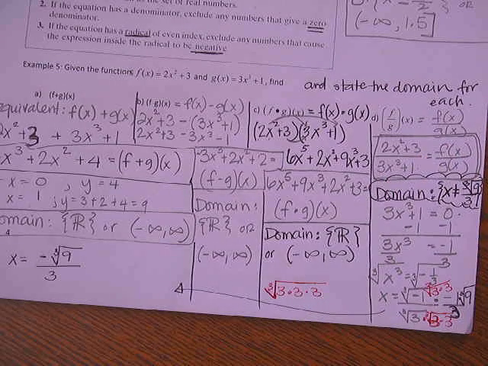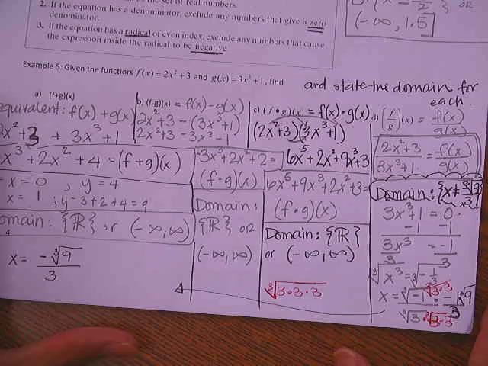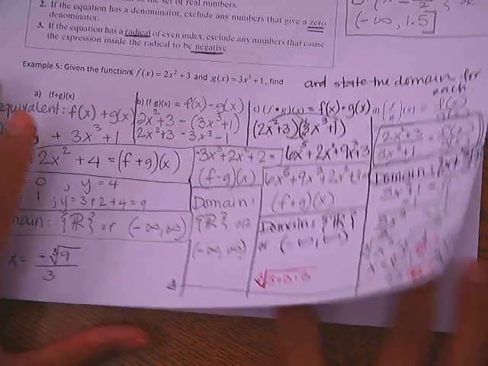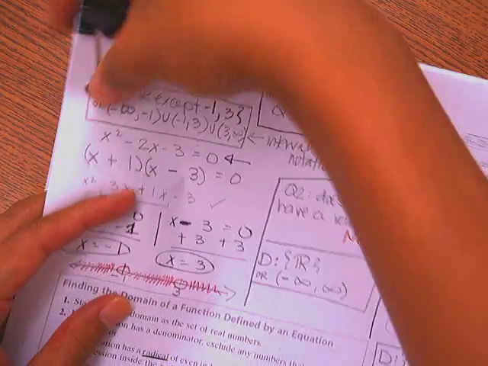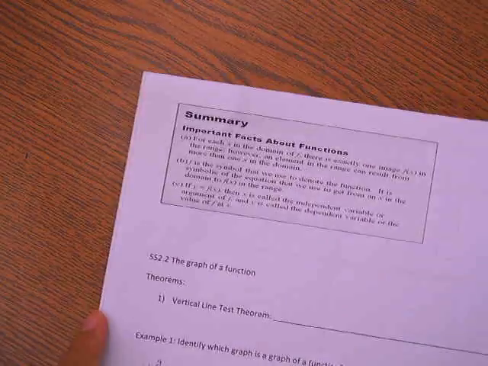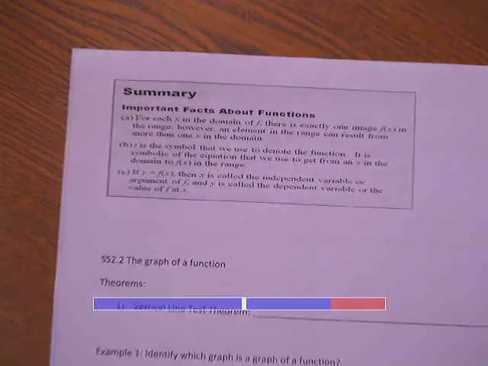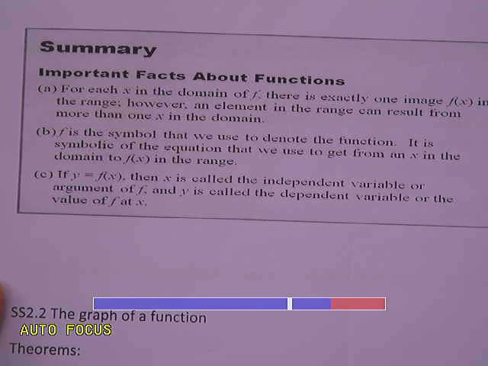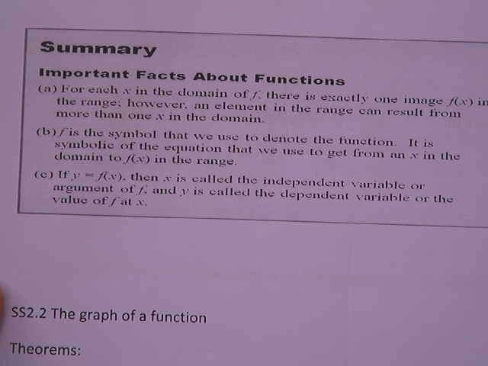Woo, woo. All right. Since this is the last example in our 2.1 notes, I'm going to stop right here. But before I stop, I'm going to read you the summary of how to find important facts about your functions. All right. So, important facts about your functions.